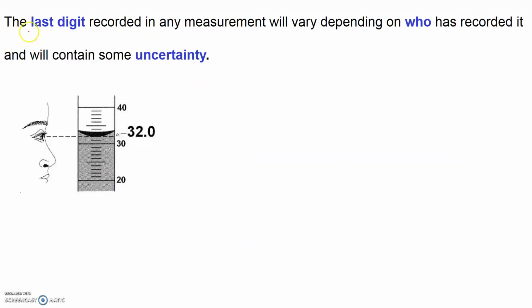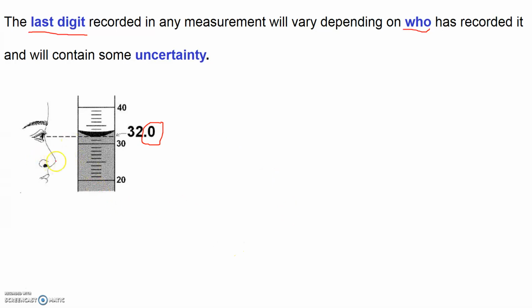So the first thing to keep in mind is that the last digit is a guess. It's an estimate. So it's going to be dependent on who has made the measurement, and it's going to be uncertain. There might be a little bit of disagreement about this. So the last digit will have some uncertainty in it, depending on who has recorded it and how well they made that measurement. The other thing that's important is because we always include one estimated digit, sometimes we'll record a 0 at the end of our number to indicate that our measurement falls exactly on the scale.